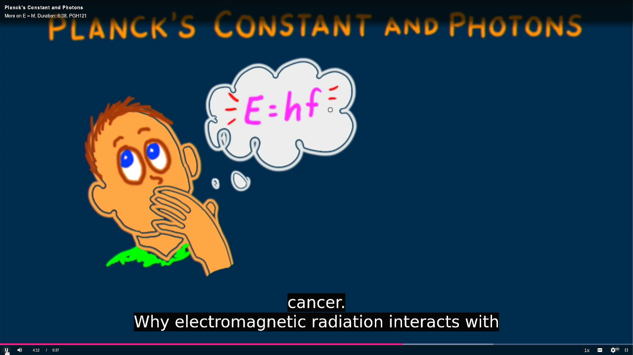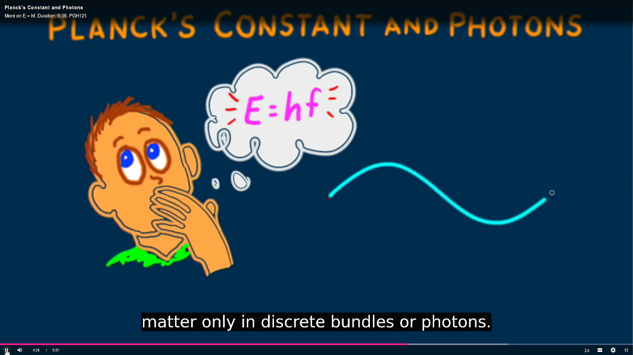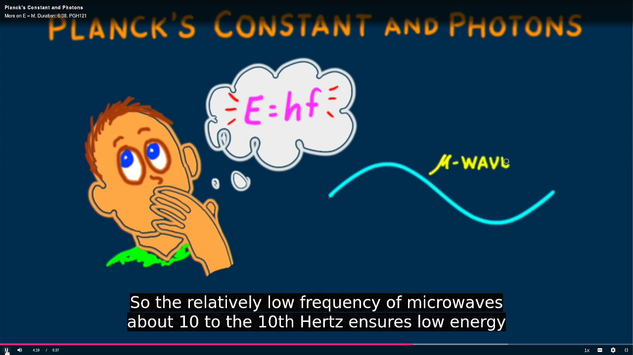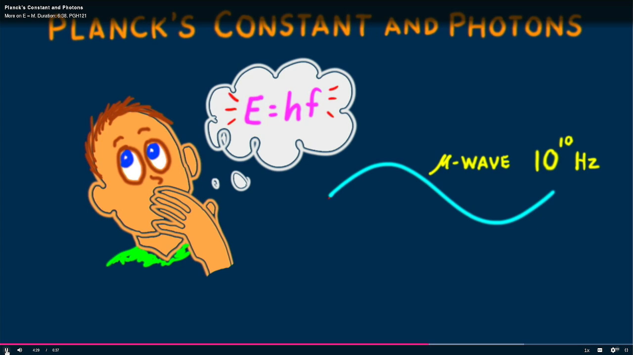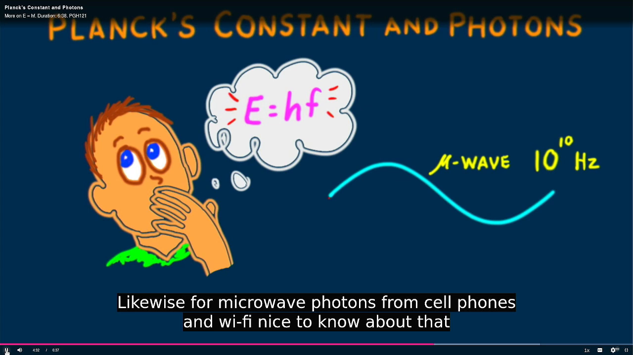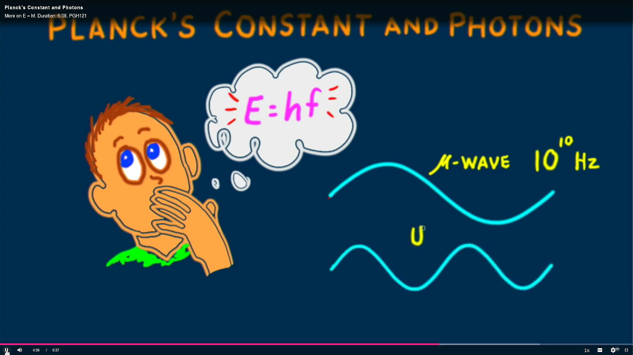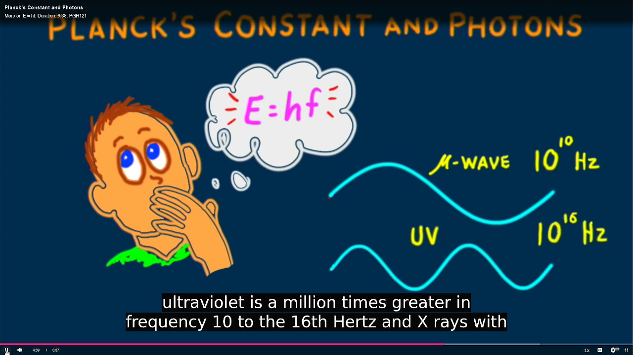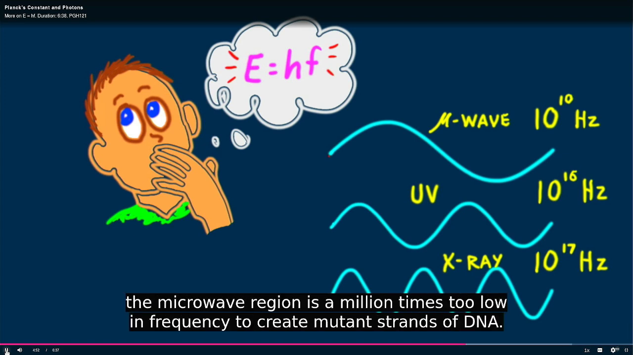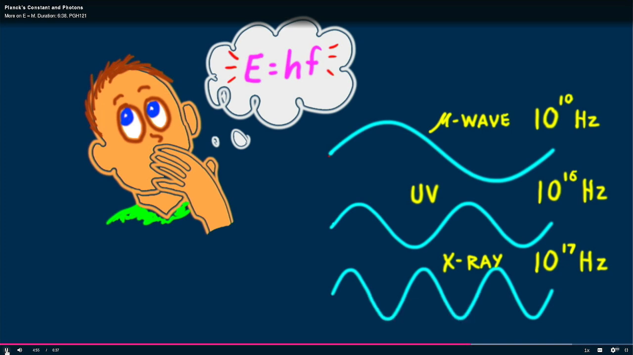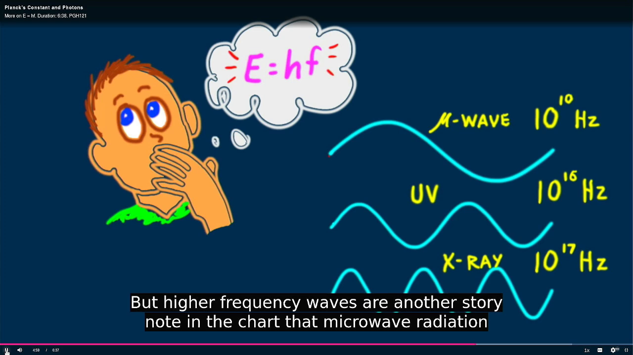Why? Electromagnetic radiation interacts with matter only in discrete bundles or photons. So the relatively low frequency of microwaves, about 10 to the 10th hertz, ensures low energy per photon, too low to cause ionization. Likewise for microwave photons from cell phones and Wi-Fi. Nice to know about that. Ultraviolet is 1,000,000 times greater in frequency, 10 to the 16th hertz, and X-rays with 100 times greater frequency, 10 to the 17th hertz. In short, radiation in the microwave region is 1,000,000 times too low in frequency to create mutant strands of DNA. But higher frequency waves are another story.